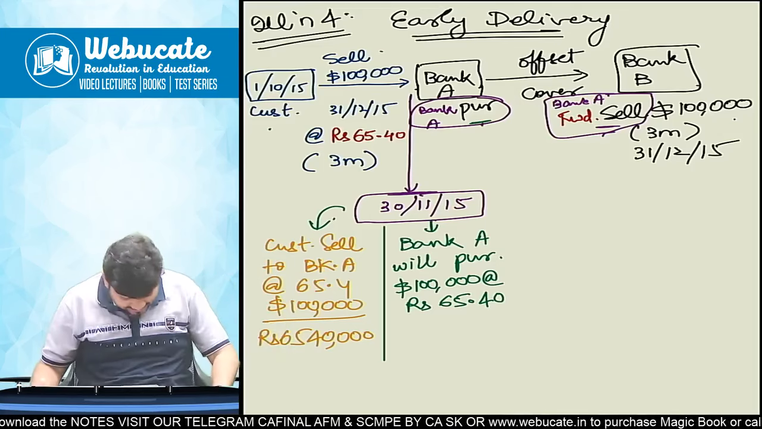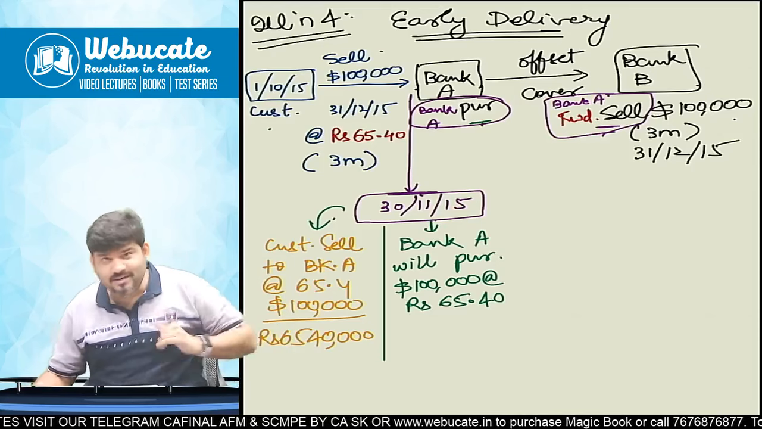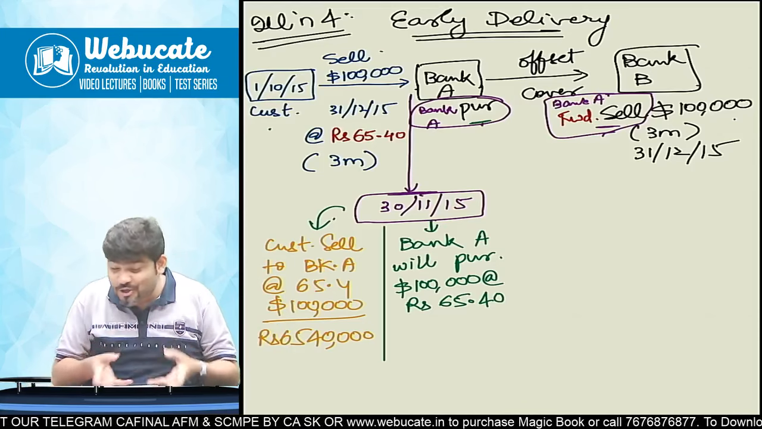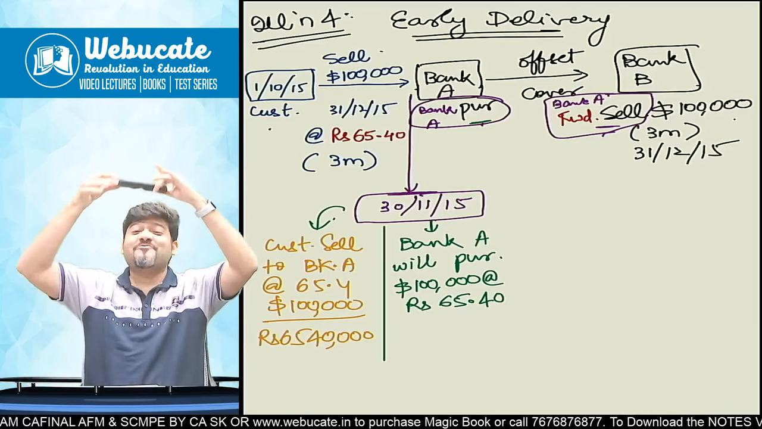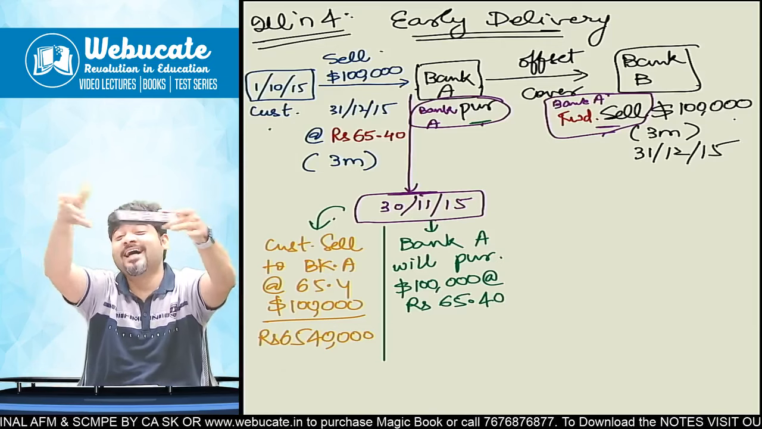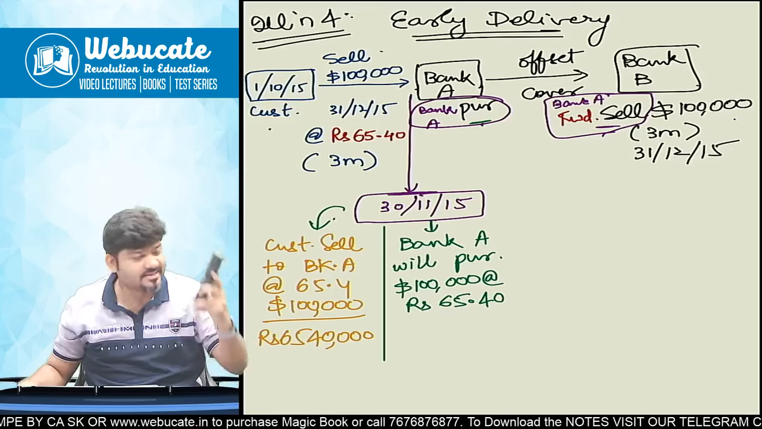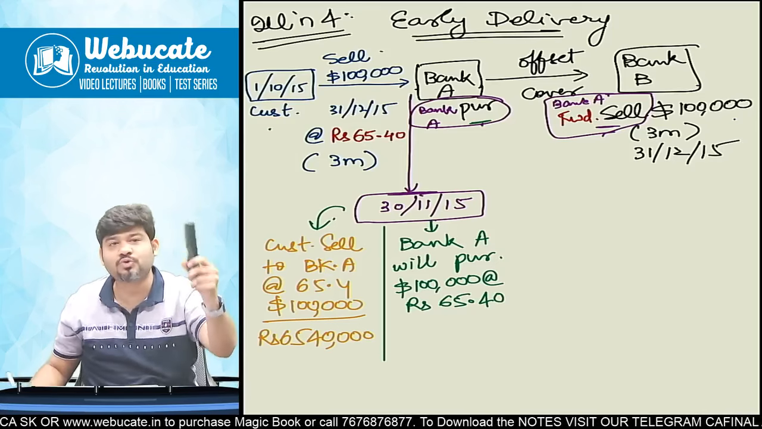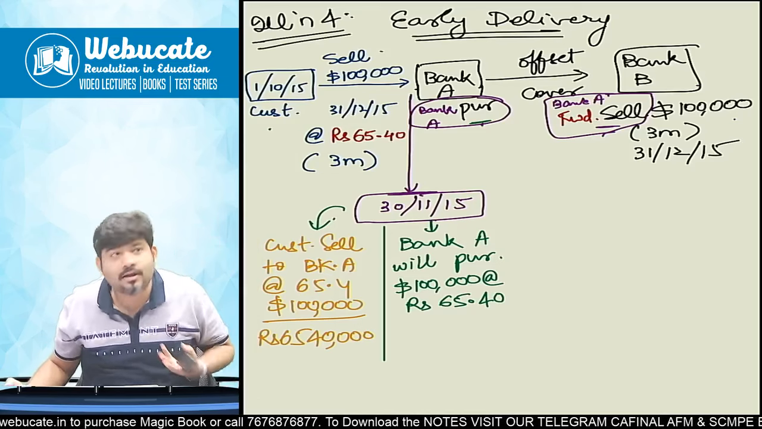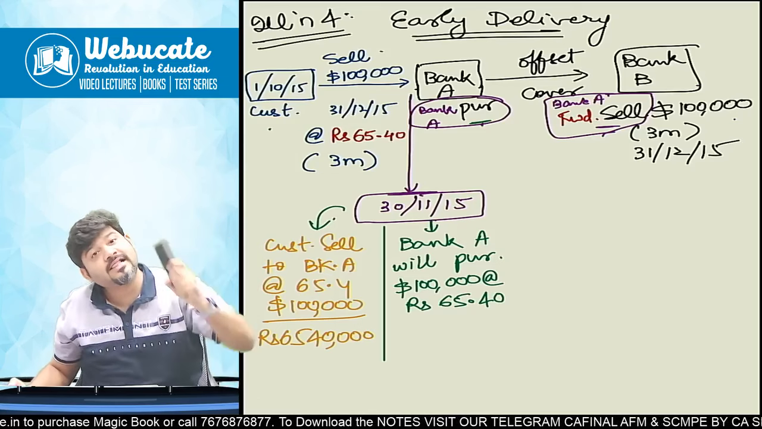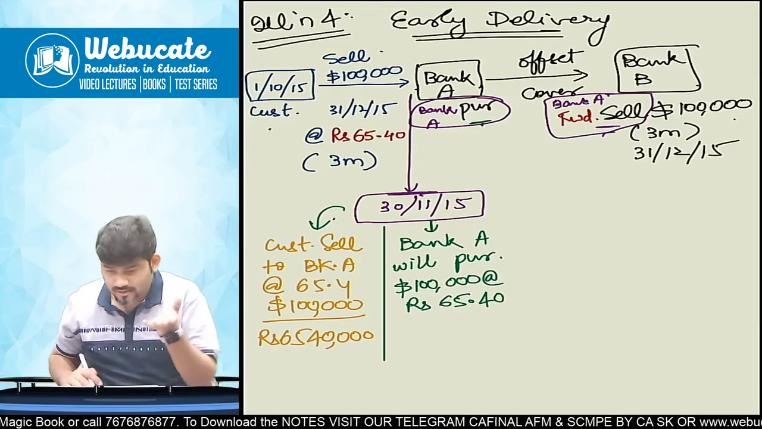But now the tables have turned. Guys, now the tables have turned. He has come early. Now what do I do with this $1 lakh? This $1 lakh is with me on 30th November. What do I do with this? FDI says, sell this immediately. You cannot keep this with you. This is very risky. Sell this immediately in the spot. Sir, but at what rate? Whatever is the rate prevailing, sell this immediately. Full stop. Okay, we'll do that, sir.